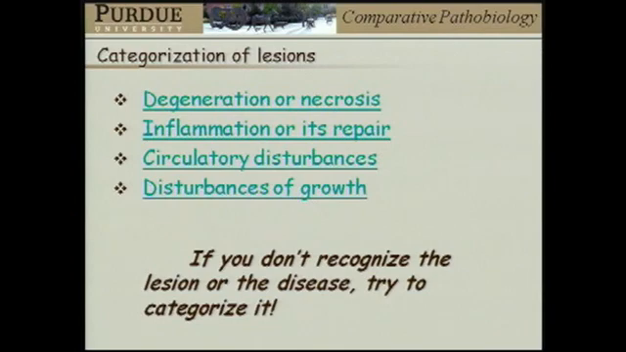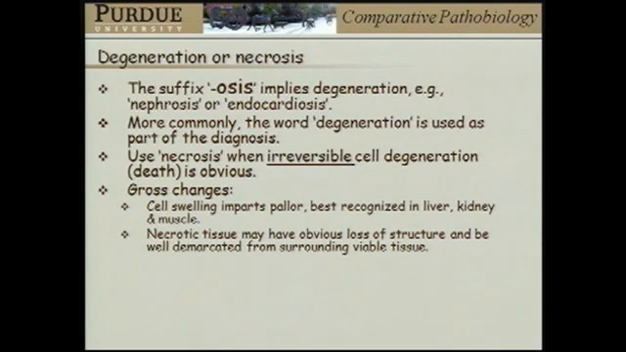So remember that if you recognize the lesion, shout out your morphologic diagnosis. If you do not recognize the lesion or the disease, try to categorize it as degeneration or necrosis, inflammation or its repair, circulatory disturbances, or growth disturbances. And we will now look at those diseases in this order, starting with degeneration or necrosis.